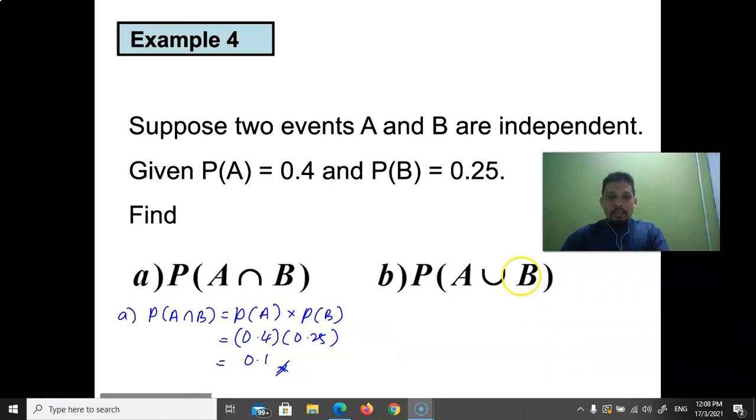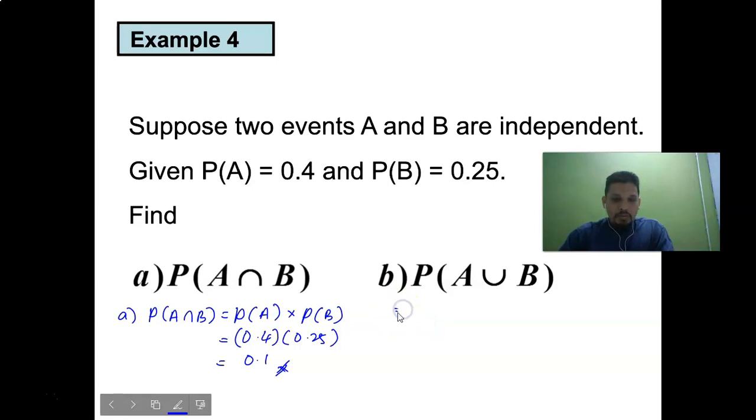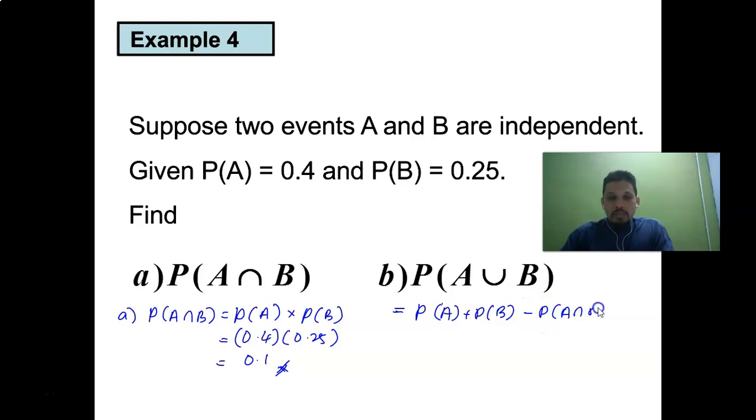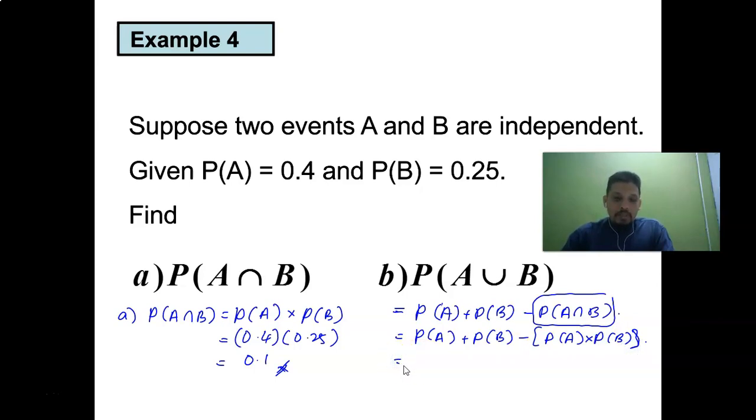Okay, and here the probability of A union B equals the probability of A plus the probability of B minus the probability of A intersect B. The thing is, for this one, it is the probability of A plus the probability of B minus the probability of A multiplied with the probability of B, since they are independent. So the probability of A equals 0.4 plus 0.25 minus 0.1, and the total is 0.55.